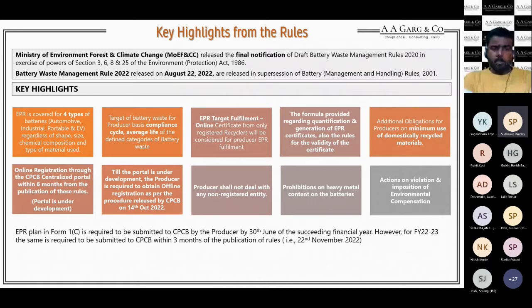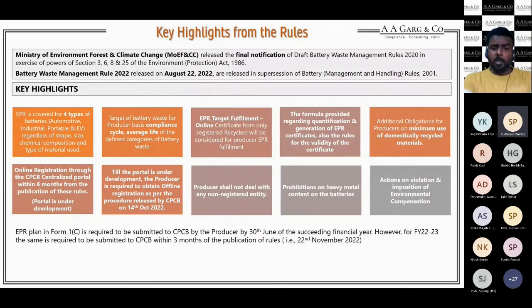Now, as of the 14th of October, CPCB has released an SOP which talks about obtaining the registration in an offline manner until the portal is under development. So this is the recent notification released by the CPCB, that since the portal is under development, producers are required to obtain the offline registration. The procedures, all those things, I will speak about in detail in the subsequent slide.